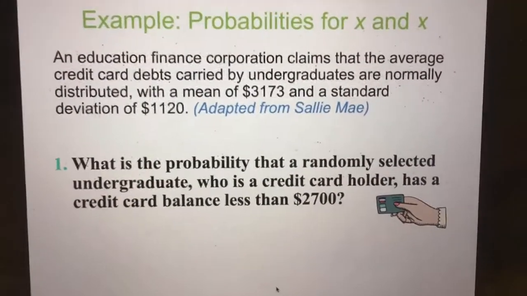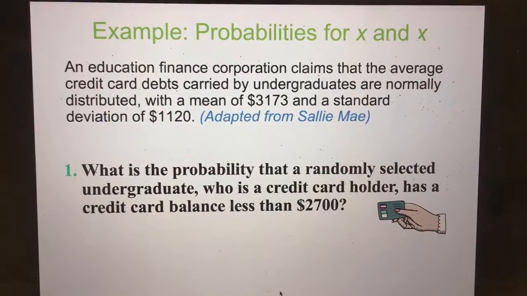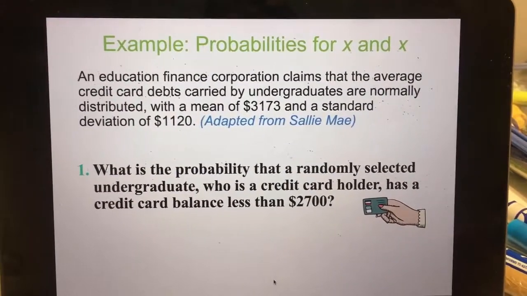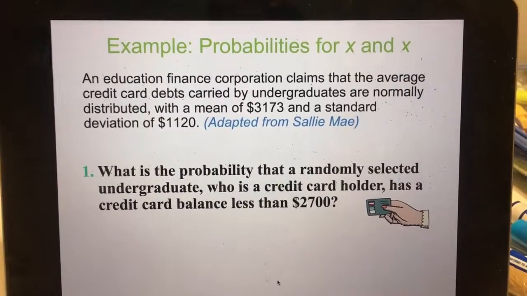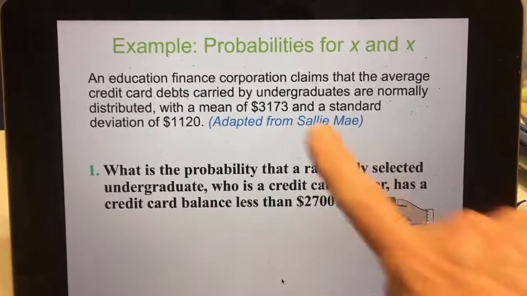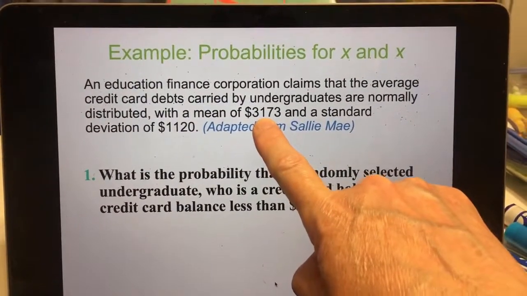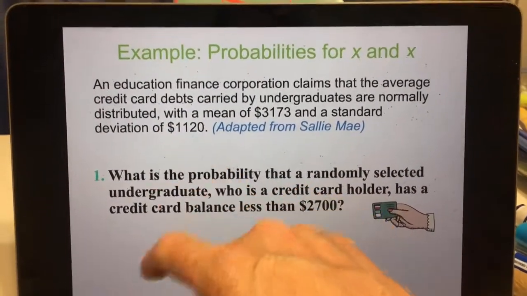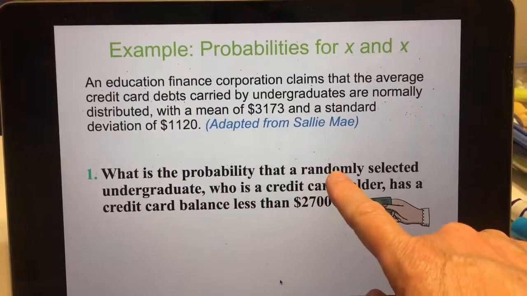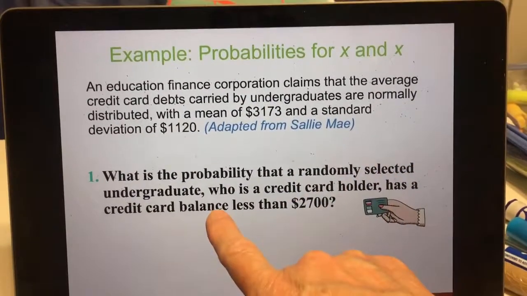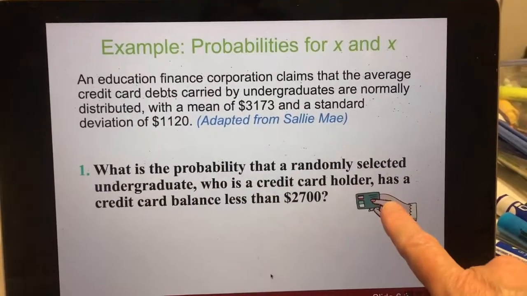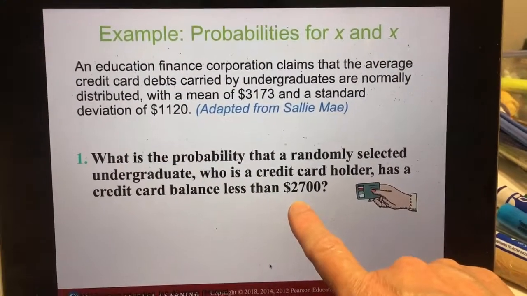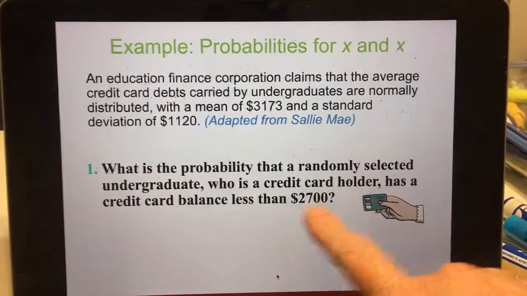Okay, and here's a last example. An education finance corporation claims that the average credit card debts carried by undergraduates are normally distributed with a mean of 3,173 and a standard deviation of 1,120. What is the probability that a single randomly selected undergraduate who is a credit card holder has a credit card balance less than 2,700? So now we're just going to use our regular z-score.